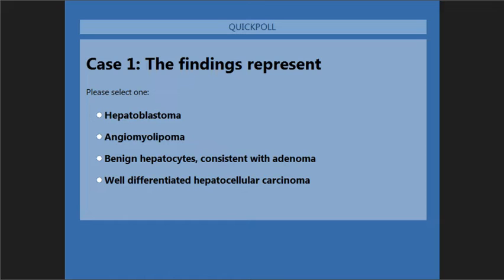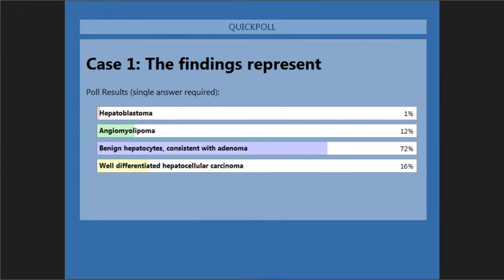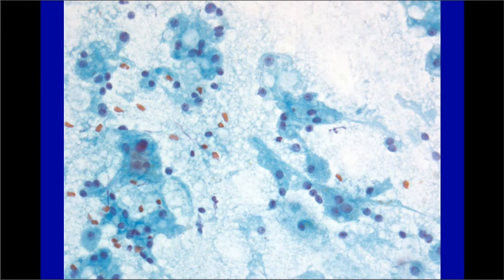We'll give you a few more seconds to answer, and then Joanne could share the poll. All right. So the vast majority says benign hepatocytes consistent with adenoma, followed by well-differentiated hepatocellular carcinoma and angiomyolipoma. Okay. So I think I'll go back and review this.